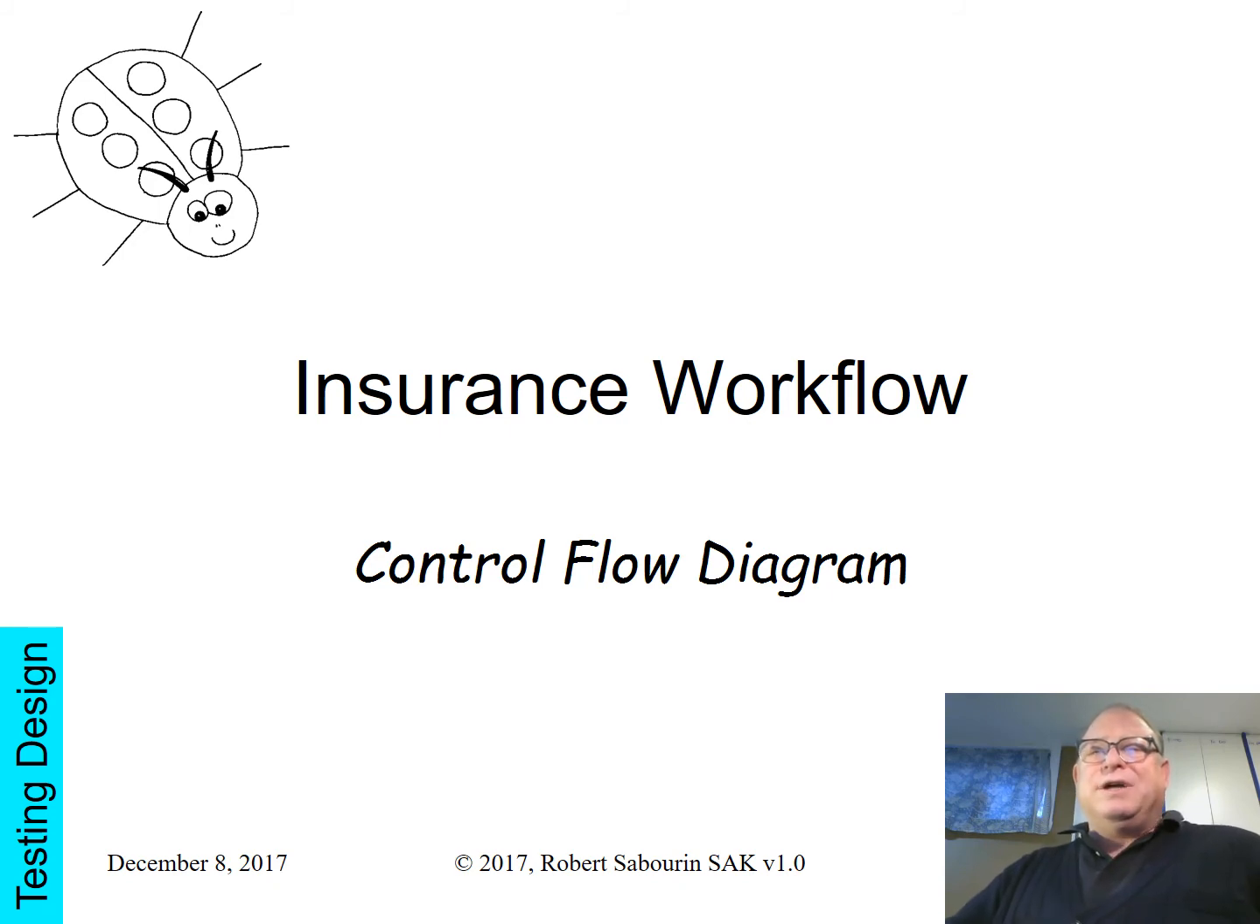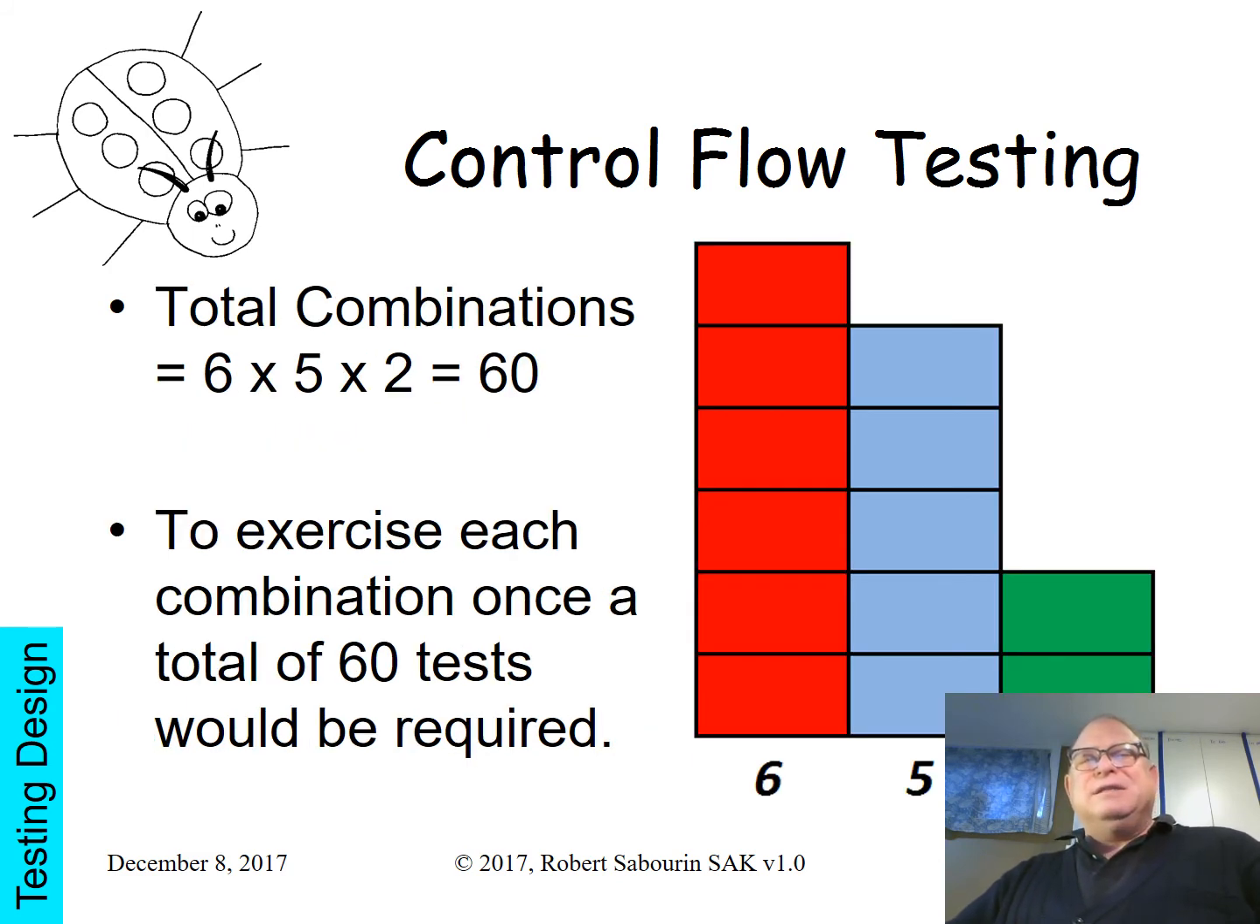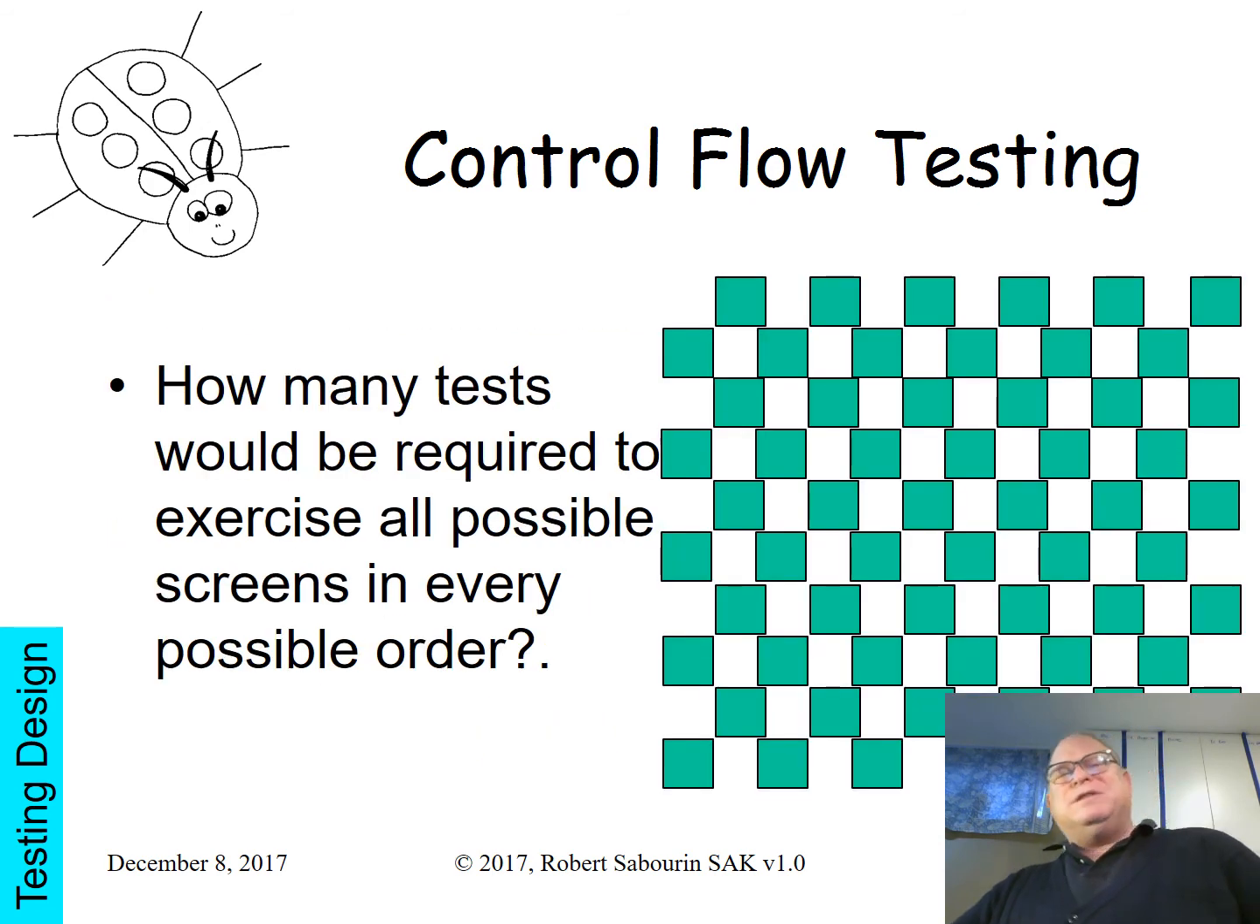There's an insurance control flow diagram project I worked on. It was a system which had, if I'm not mistaken, 60 possible screens to get to. And they could basically execute every screen in every order. The idea was they wanted to test all the pathways through the system to try and find bugs related to the order of operations.